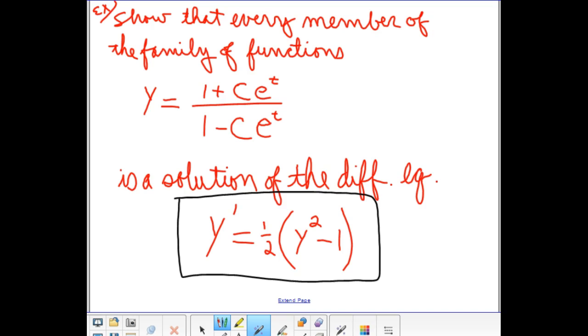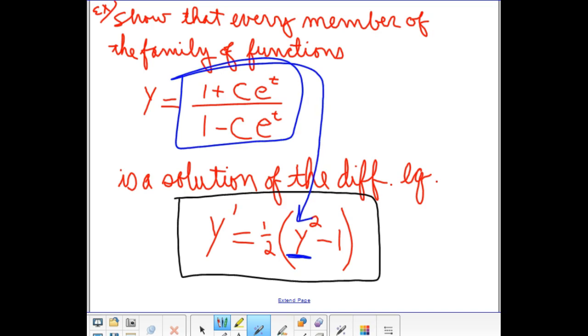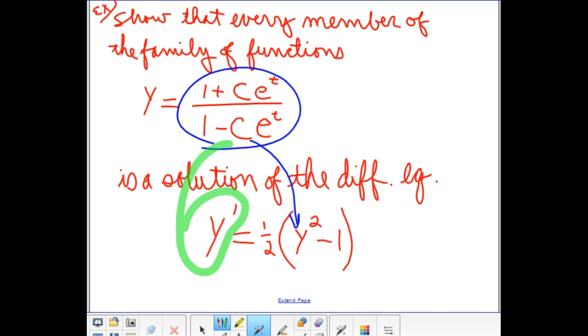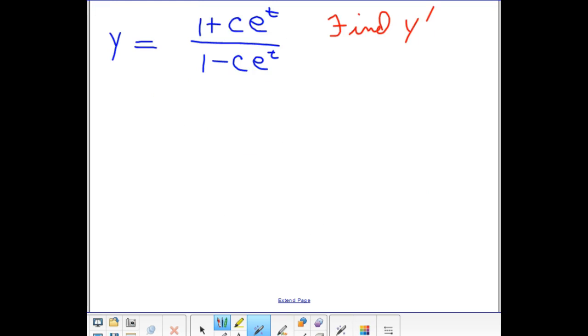Except I have to plug in y. Well, here's y. It's going to go right there. But over here, I have to plug in y prime. So, step one, before I do any plugging, I got to figure out what y prime is, because that's what has to go into this one. So I'm going to take this equation and find y prime.